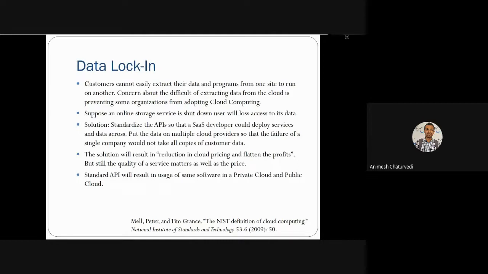There is a problem of data lock-in with cloud computing. Some customers are not able to extract their data and programs, and there is no single program that could help to shift data from one site to another site or one cloud to another cloud. It creates difficulty in extraction of data, thus preventing some organizations from adopting cloud computing. Then, if some online storage service gets shut down, meaning it stops providing you service, you will lose your data if you kept it with a company which stopped working. So you will lose access to that data.